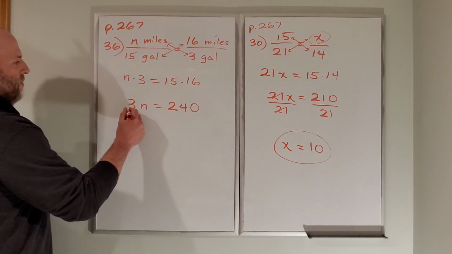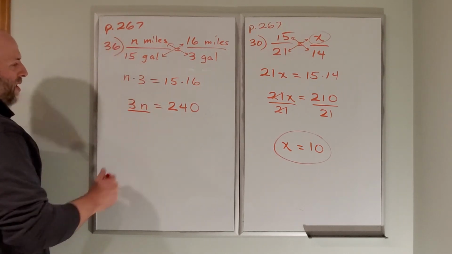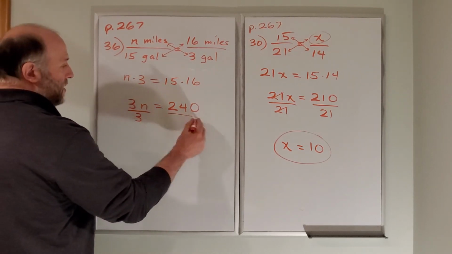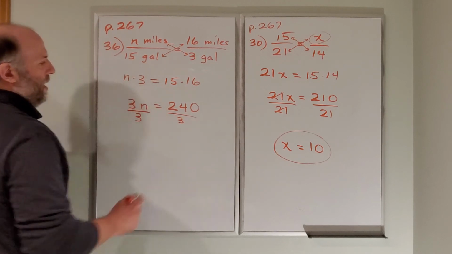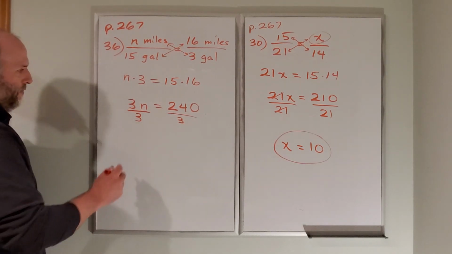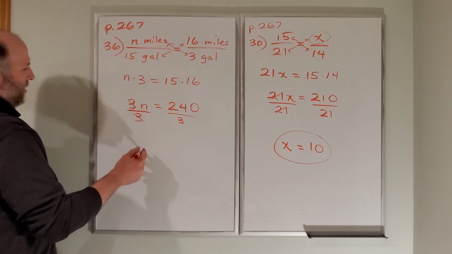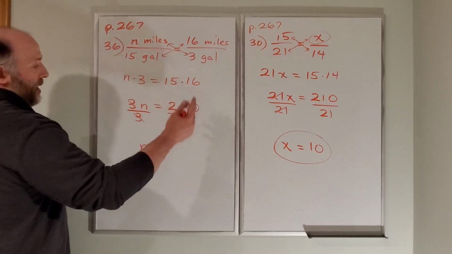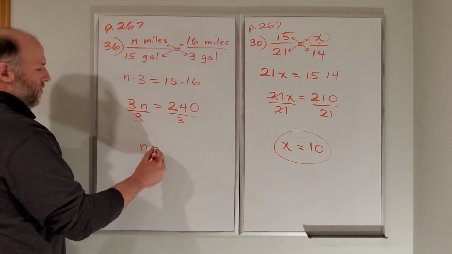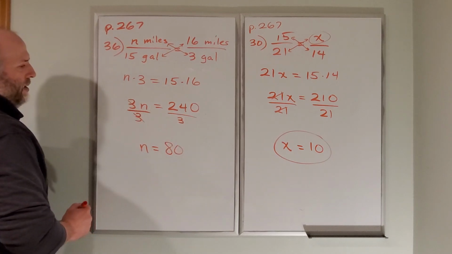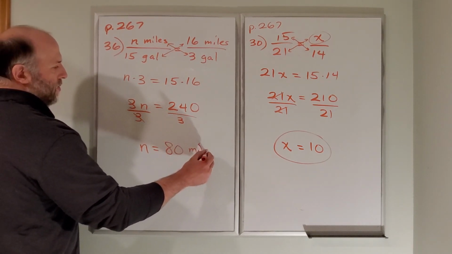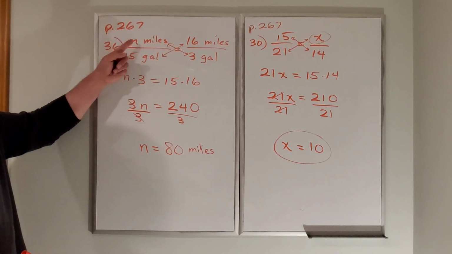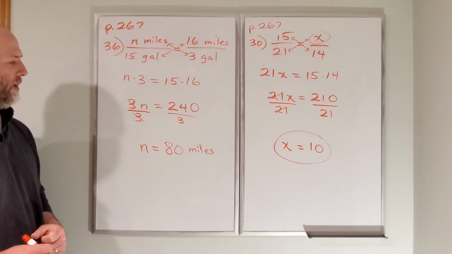So we're taking 3 times n, that's great. I just want to know what 1n is, so I'm going to divide by that 3. But to keep the equation in balance, on the other side of the equal sign, I'm also going to divide by 3. Over here, I know these will cancel out as we've talked about. I just get n, or 1n. Over here, I've got to do the division. Well, 240 divided by 3 is 80. And in this case, this represents 80 miles, because n was being measured in miles.